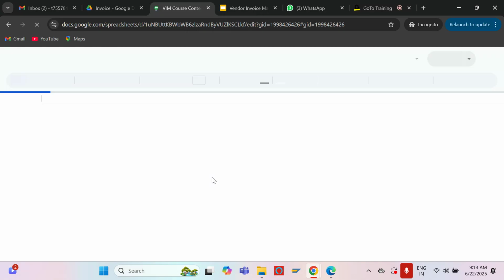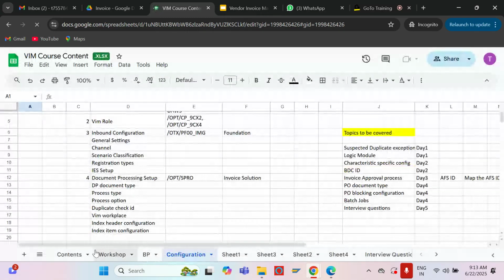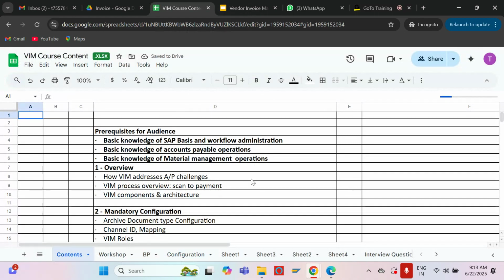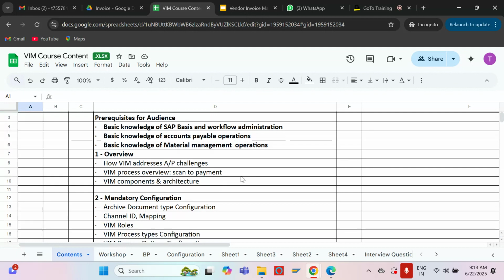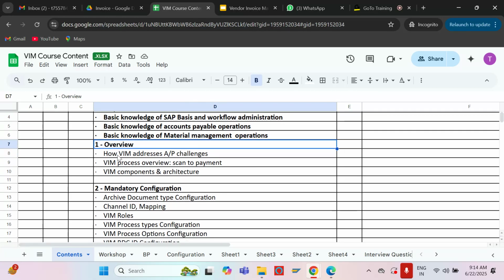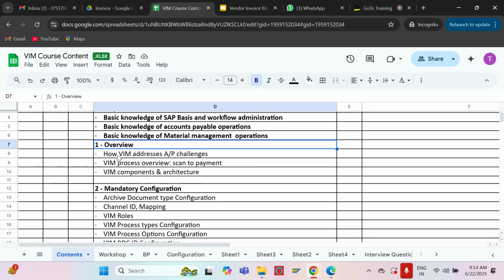First, let us go through the agenda, what we are going to cover as part of these training sessions. As you can see on my screen, these are the agenda for the training. We are going to cover the overview of the process, what VIM is. We will try to understand in depth what vendor invoice management is, why it is widely used, what the different components are that we need to learn about VIM, and what a real VIM consultant does in day-to-day life when working on VIM projects.